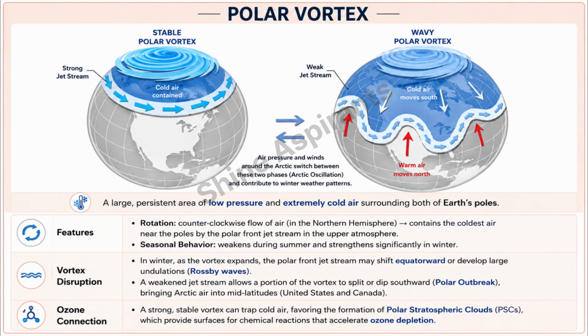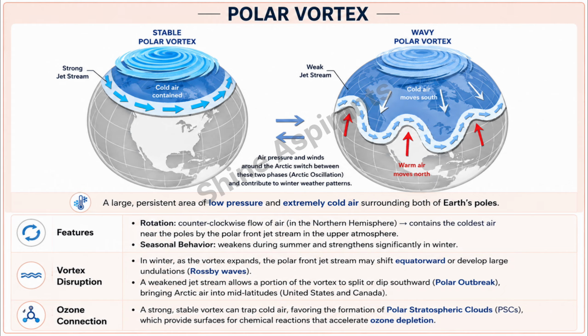Polar vortex: a large, persistent area of low pressure and extremely cold air surrounding both of Earth's poles. Features: rotation, a counterclockwise flow of air in the northern hemisphere, contains the coldest air near the poles, bounded by the polar front jet stream in the upper atmosphere. Seasonal behavior: weakens during summer and strengthens significantly in winter.